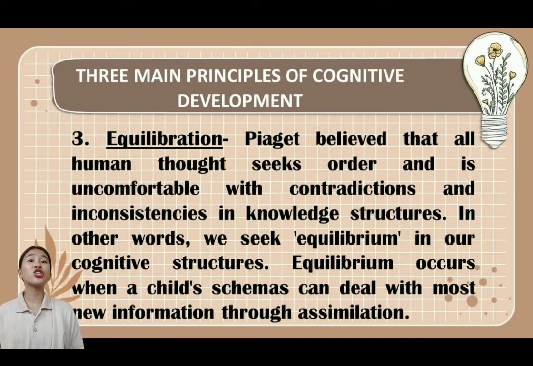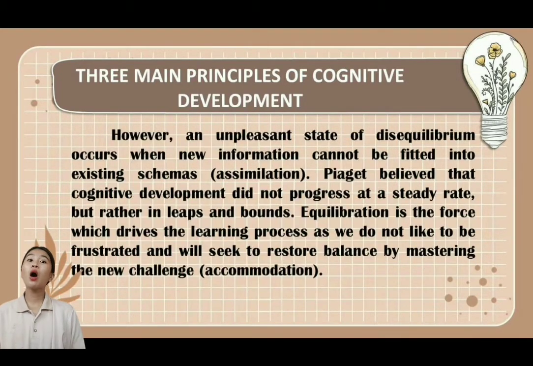Equilibrium occurs when a child's schemas can deal with most new information through assimilation. However, an unpleasant state of disequilibrium occurs when new information cannot be fitted into existing schemas through assimilation. Piaget believed that cognitive development did not progress at a steady rate, but rather in leaps and bounds.